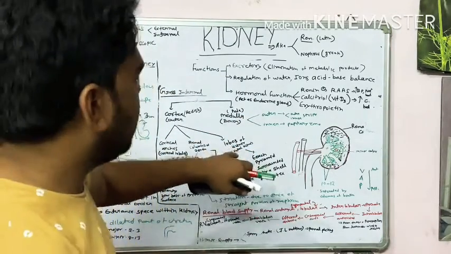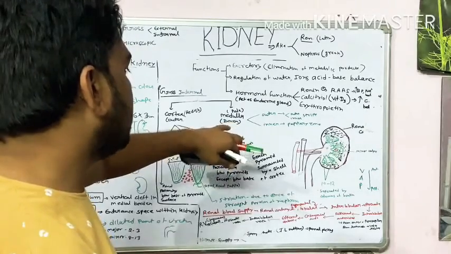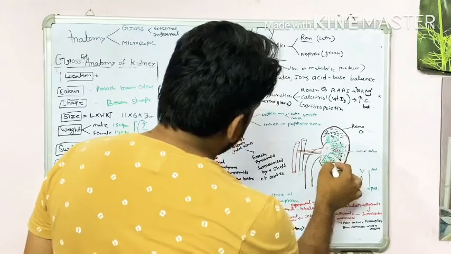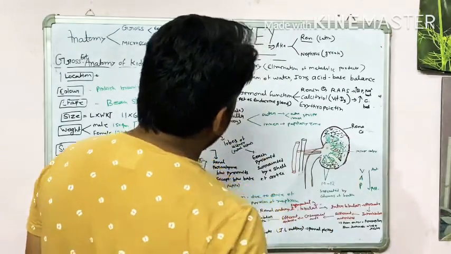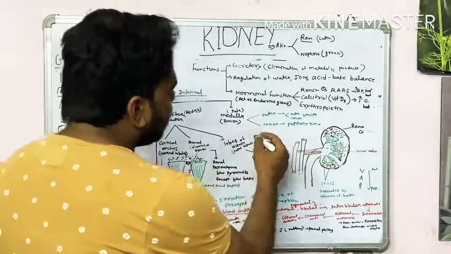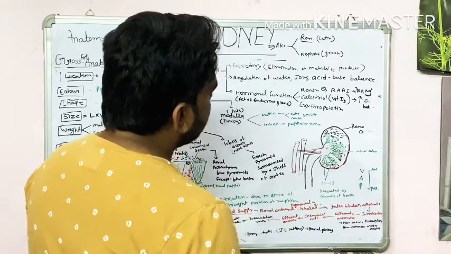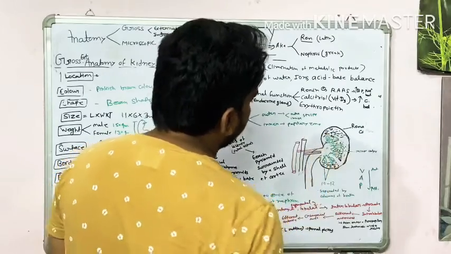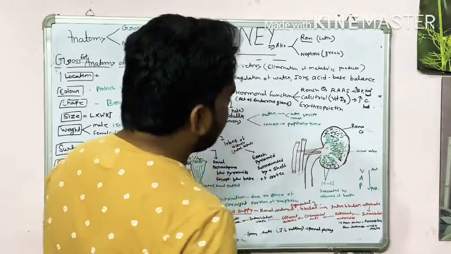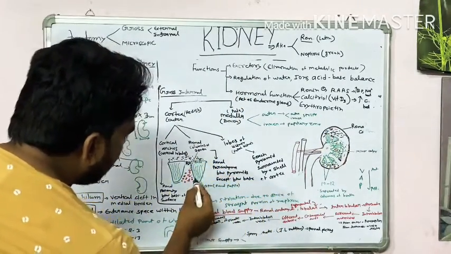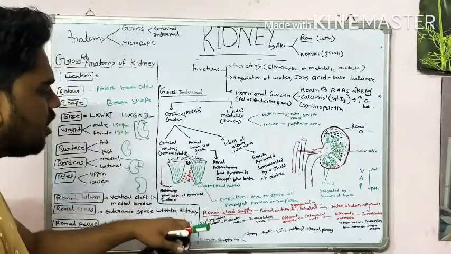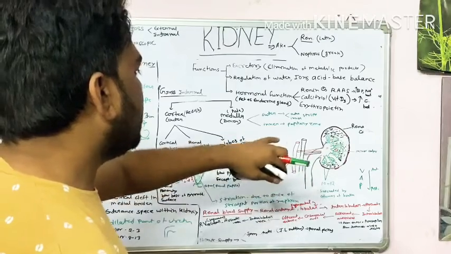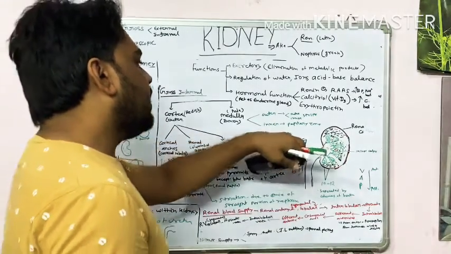Medulla is pale in color. The outer part is cortex, and the inner part is medulla. The medulla is again divided into two parts, outer part and inner part. The outer part is again divided into outer and inner stripe, and the inner part is the papillary zone. This is the papilla. The apex part of the renal pyramid opens in the renal papilla. This part of the medulla is known as the papillary zone.